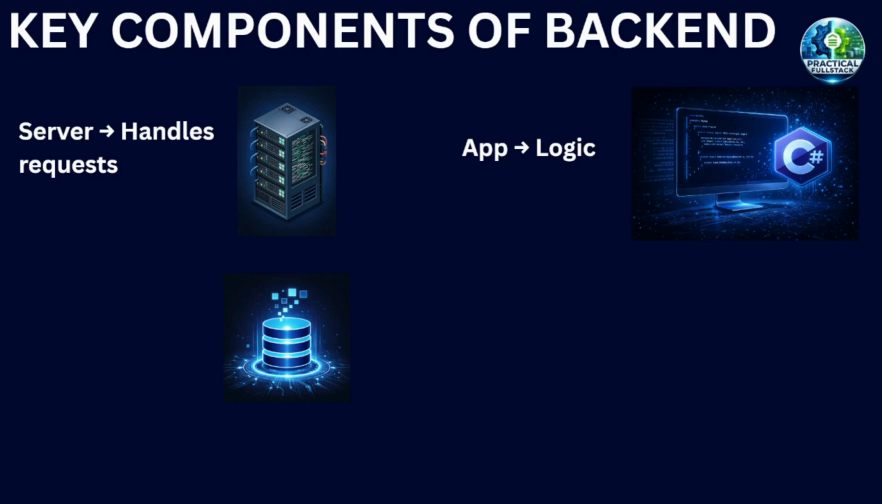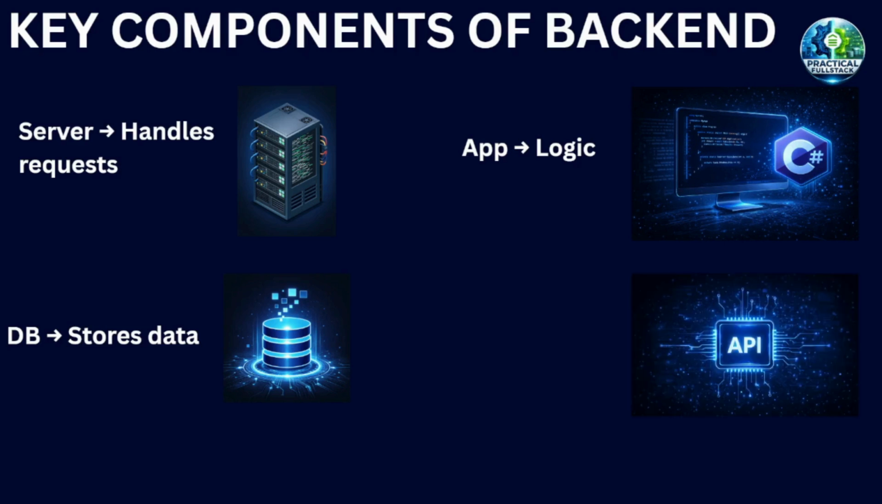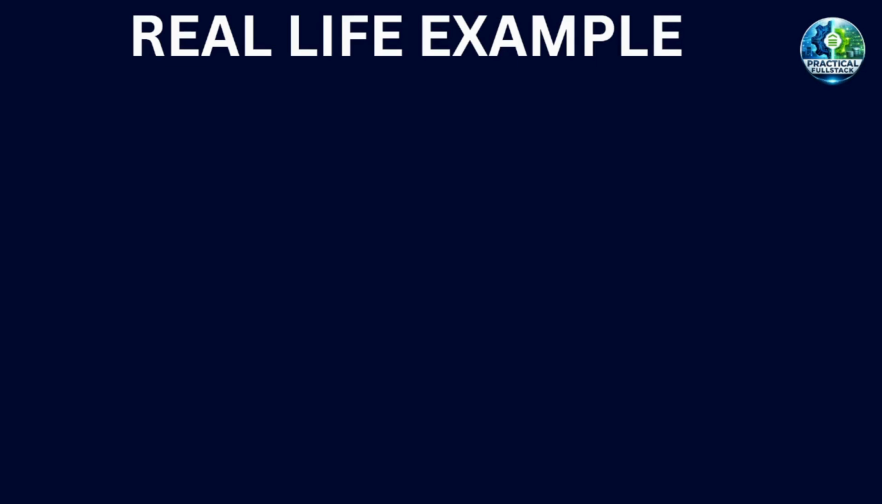Third, the database. This is where all your data is stored, like users, passwords, and other details like orders, etc. We'll be using MS SQL as our database throughout this series. And finally, APIs. These act as the bridge between front end and back end. The front end sends requests through APIs and the back end responds through them. Without APIs, there is no communication between what users see and what happens behind the scenes. So now we have understood the technical flow of how the backend works.